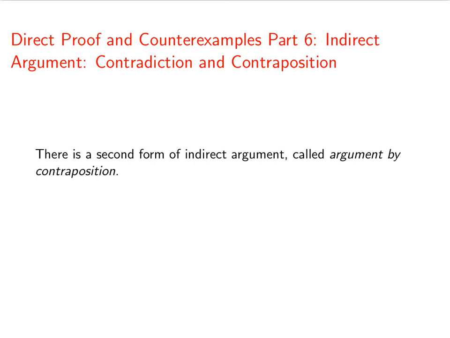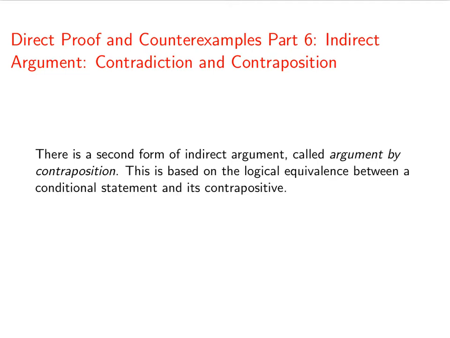Hello, discrete math fans. Let's talk about our second form of indirect argument called argument by contraposition. Now, some people would say that this really isn't an indirect argument. It's really a direct argument form. But the book lists this as part of their indirect argument, so we'll just roll with it. I don't think it really matters very much whether you call it an indirect or a direct argument. There's no question at all that proof by contradiction is an indirect argument. This one, maybe it straddles the line a little bit.